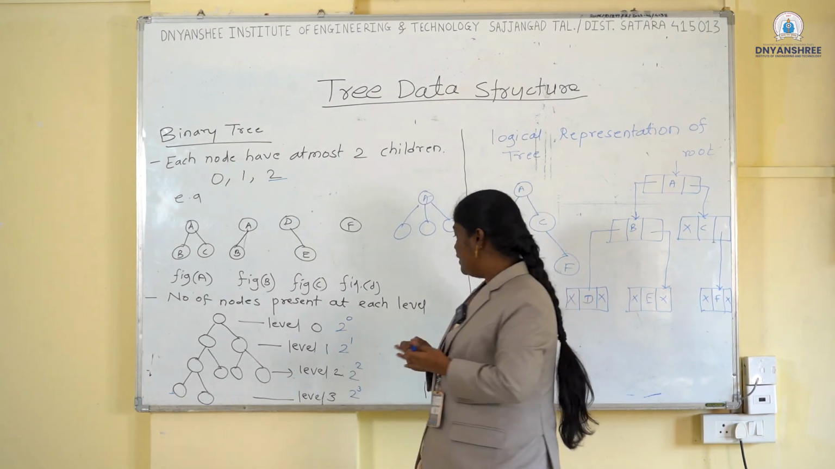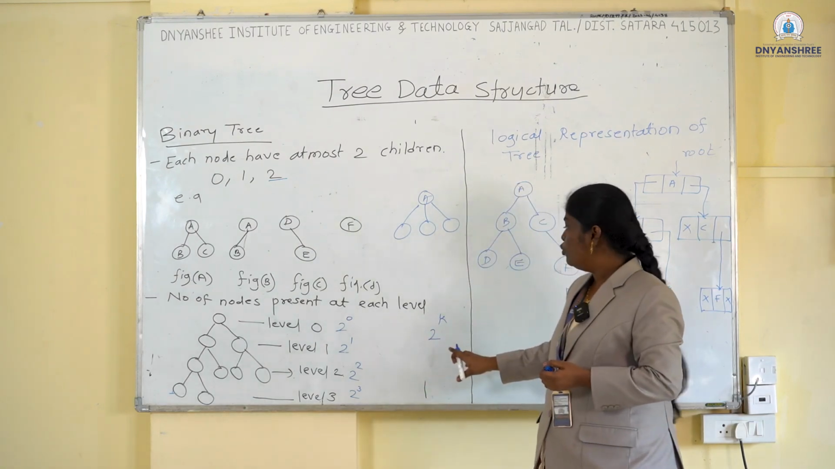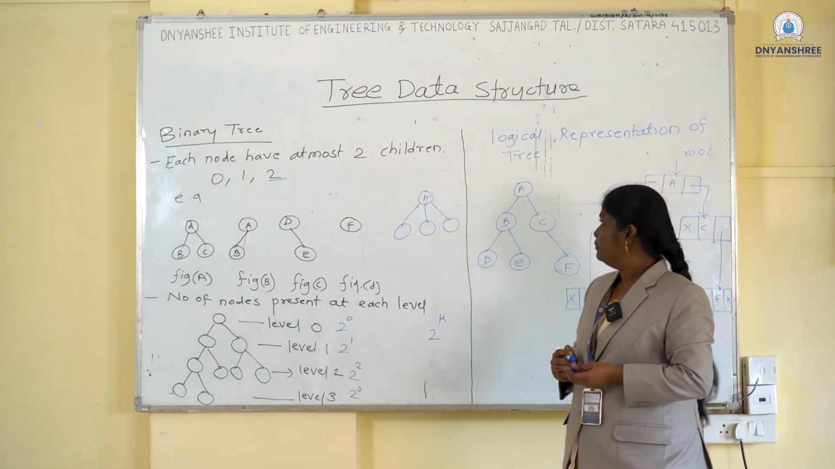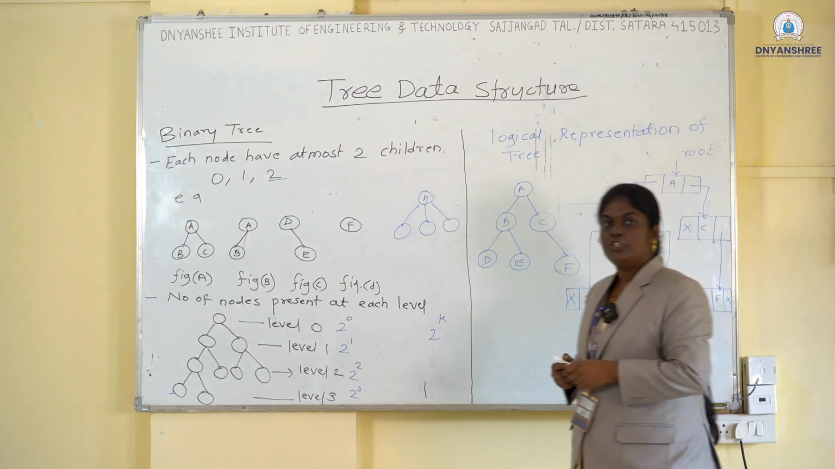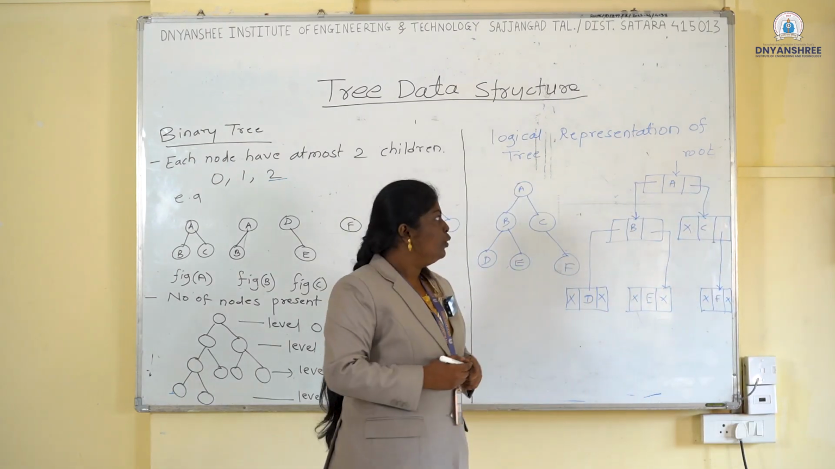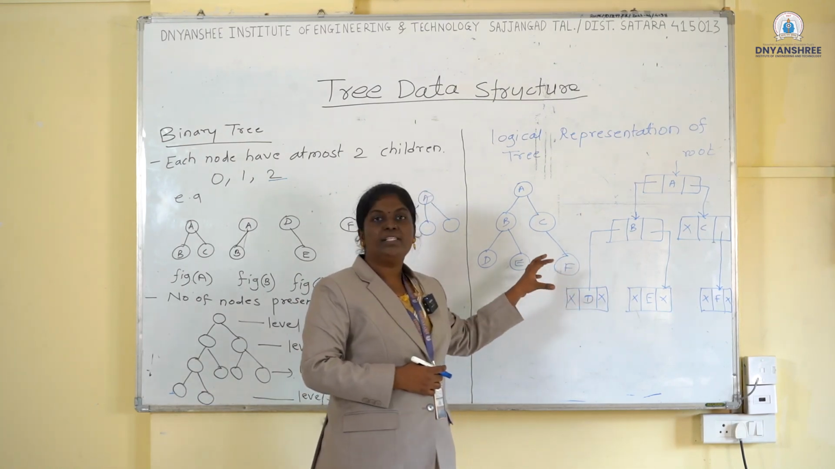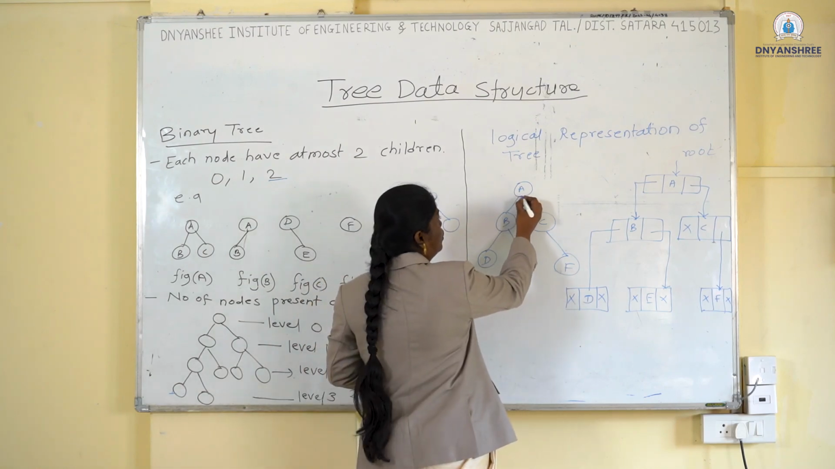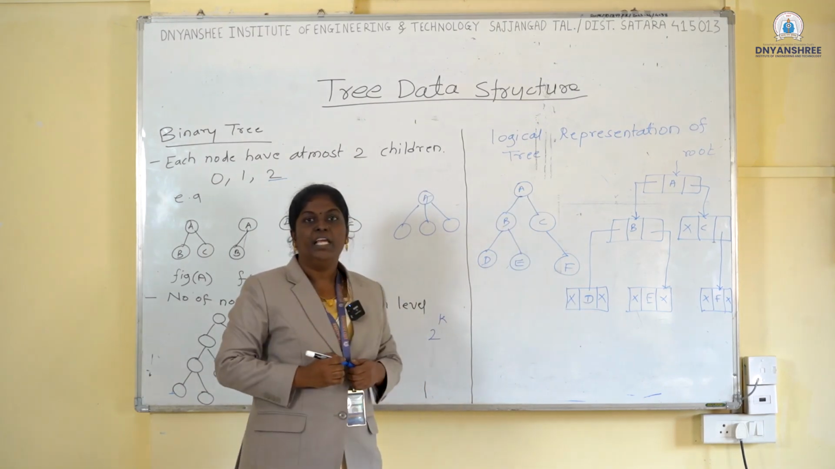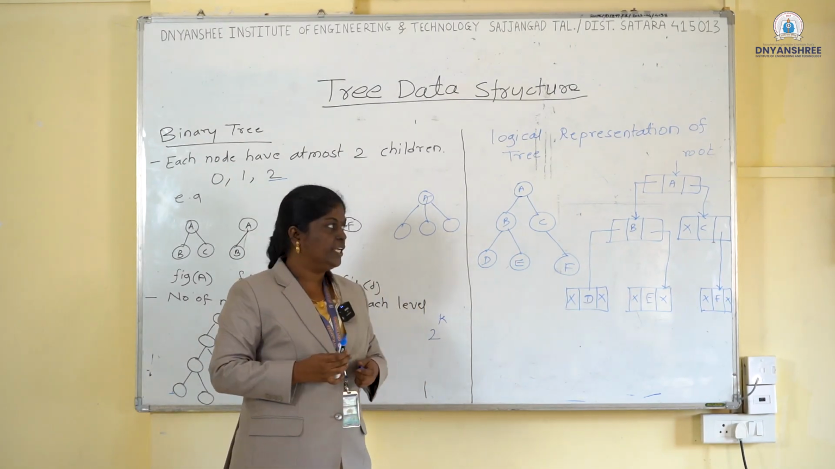This way we can say that in each level k, we can have at most 2 raised to k nodes. So here we'll see the logical representation of the binary tree. We use the link structure to represent any given binary tree. A particular node of a binary tree has 2 children: one is the left child and the second one is the right child.